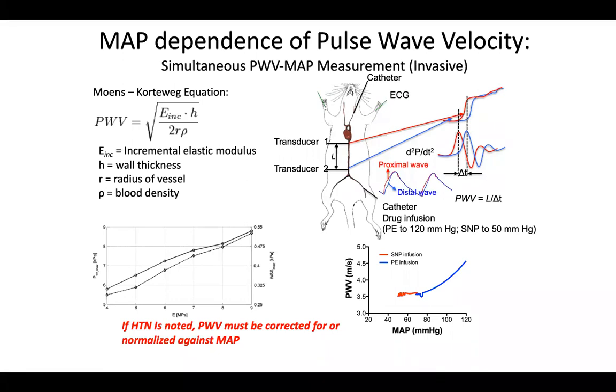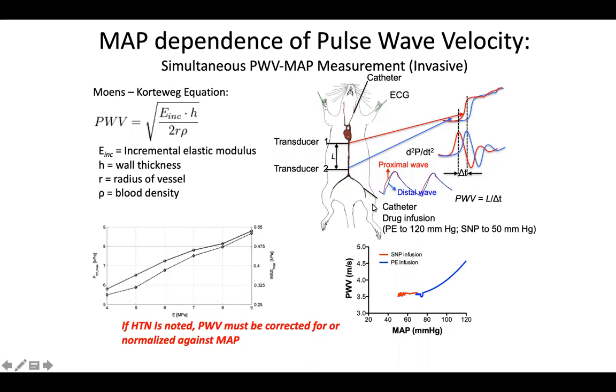So for human subjects, a large number of studies have now developed rule of thumb corrections to account for changes in pulse wave velocity due to blood pressure. And in mouse and rat models, which would be the most used preclinical models, there's no rule of thumb correction that's been postulated yet.